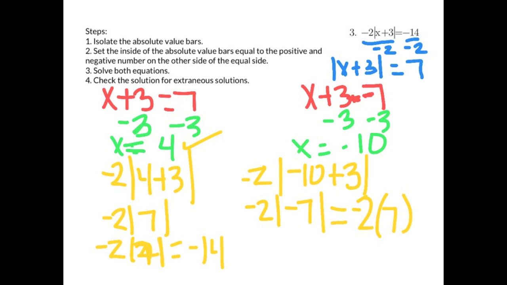Replace those absolute value bars with parentheses so that I get negative 2 times 7, which is equal to negative 14, which is the same thing as our original. So this is also a solution. So our two solutions for our equation are x is equal to 4 and x is equal to negative 10.